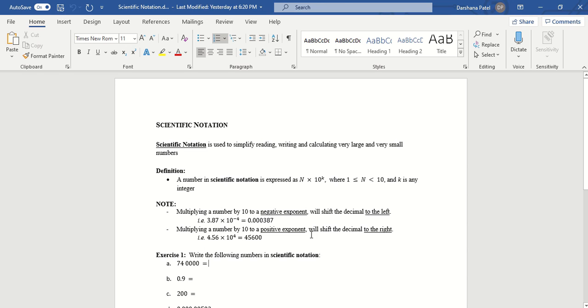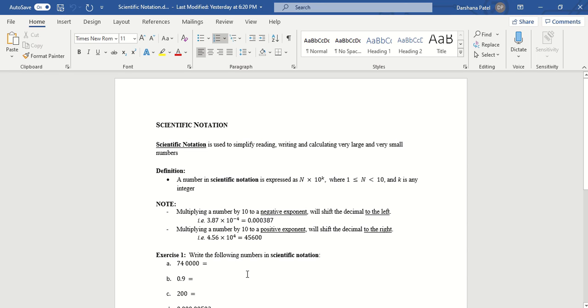In short, whenever we have a negative exponent, we will get 0.00 something as the answer. When we have a positive exponent, we will have a bunch of zeros at the end. So a negative exponent number will be very small, 0.00000 something. A positive exponent will have a large number: 100, 1000, 10,000, million, billion and so on.